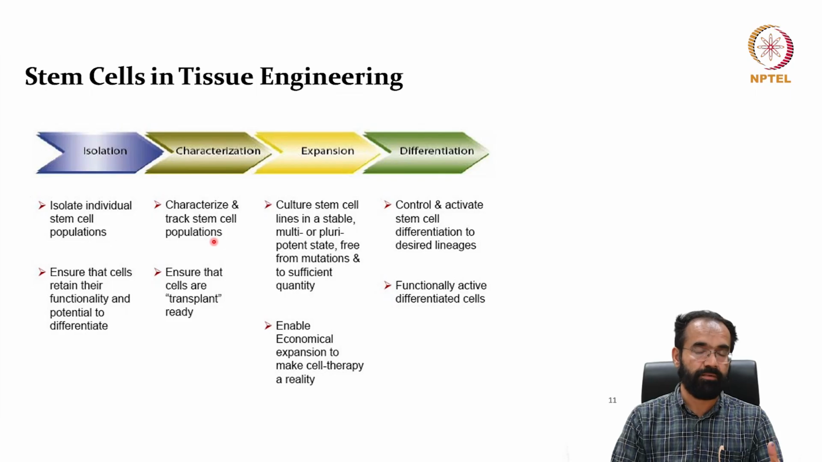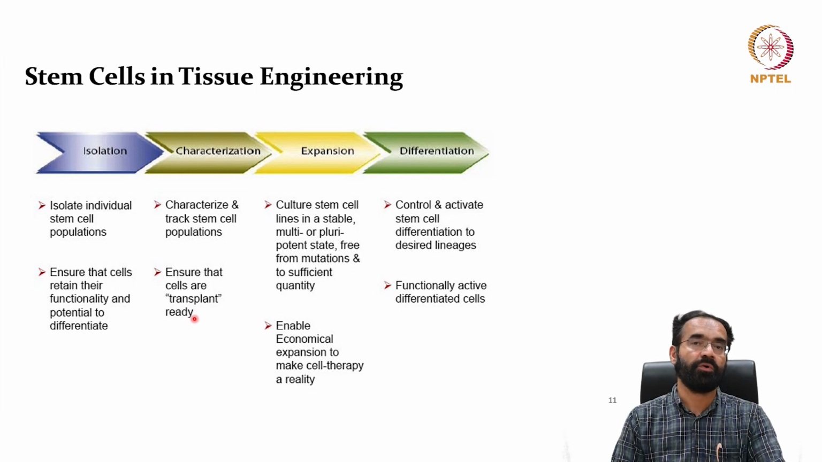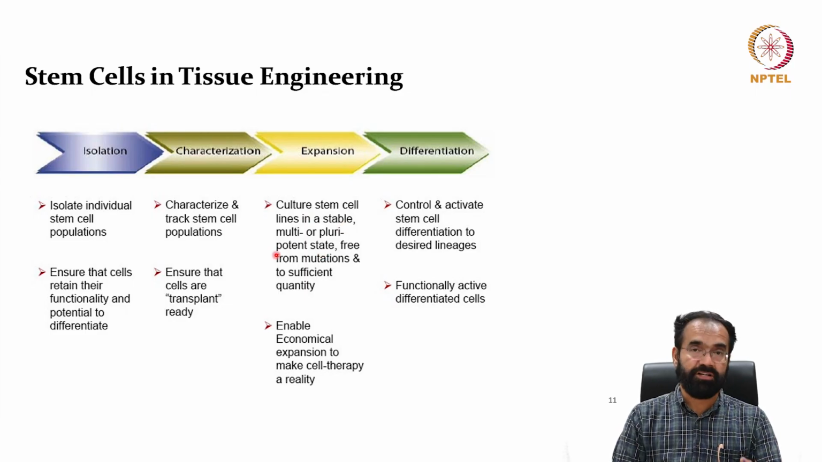Then characterize and track the stem cell population during characterization, because you need to be sure that I took this stem cell, I did not take one random stem cell. And ensure that the cells are transplant ready, in the sense they are ready for culturing, ready for putting into a petri dish and expansion in number. Culture stem cell lines into a stable, multipotent or pluripotent state based on what stem cell you harvested to start with, free from mutations, and of sufficient quantity. You need to have a good number when you are expanding.